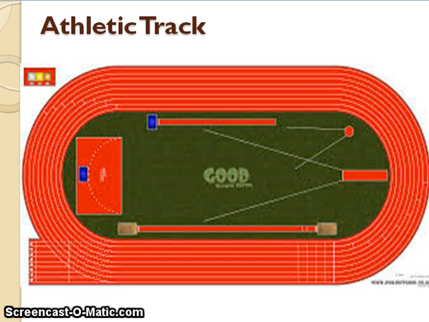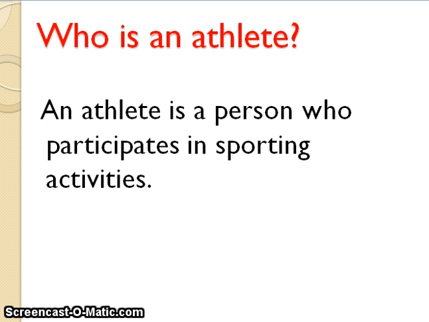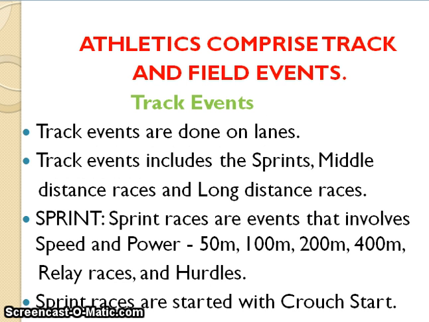We said we are going to be looking at athletics this time. This is a pictorial representation of a standard athletic track. A standard athletic track consists of 9 lanes. Who is an athlete? An athlete is a person who participates in sporting activities.